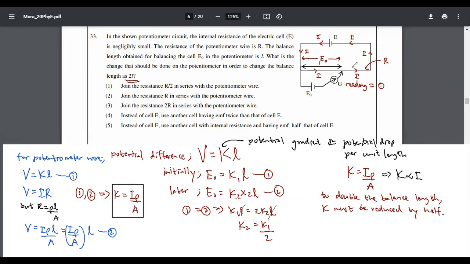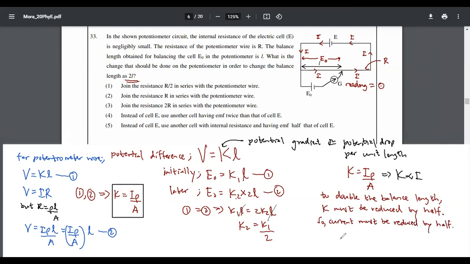Rho is the density of this. Not density, sorry. Rho is the resistivity. A is the cross-section area. Therefore, I. So listen to me carefully. If you want to double the balance length here, L, if you want to make L 2L, you need to make K half K. So if you want to reduce K by half, then who should be reduced? So current must be reduced by half.